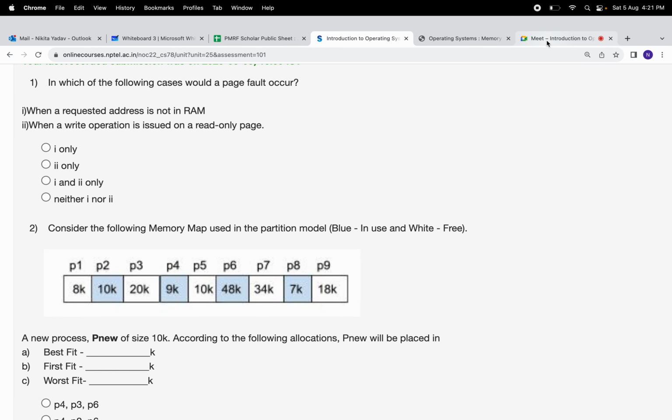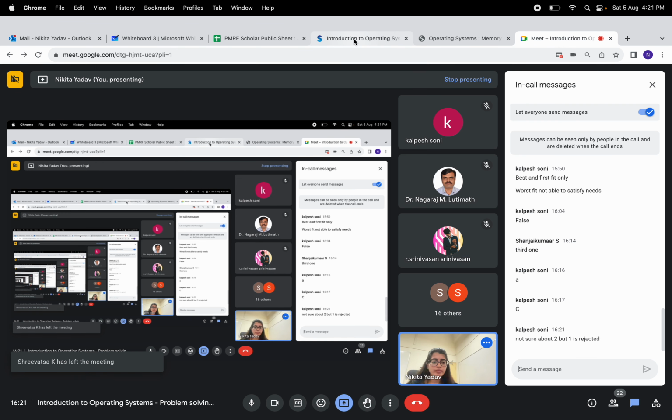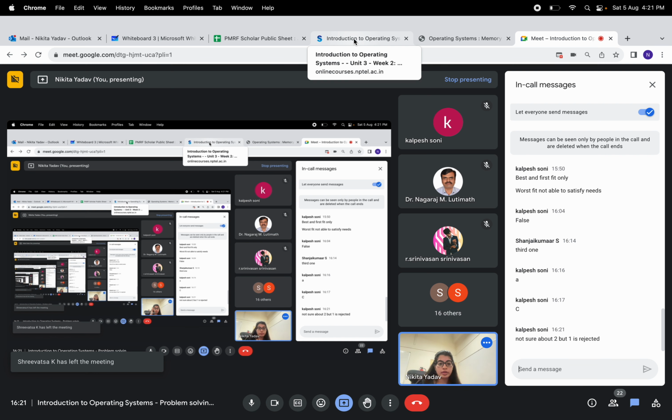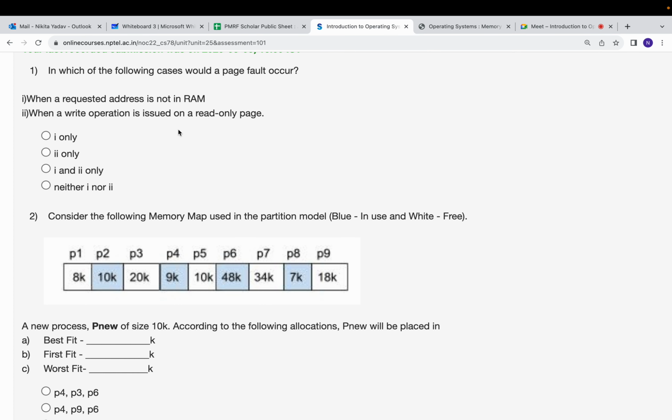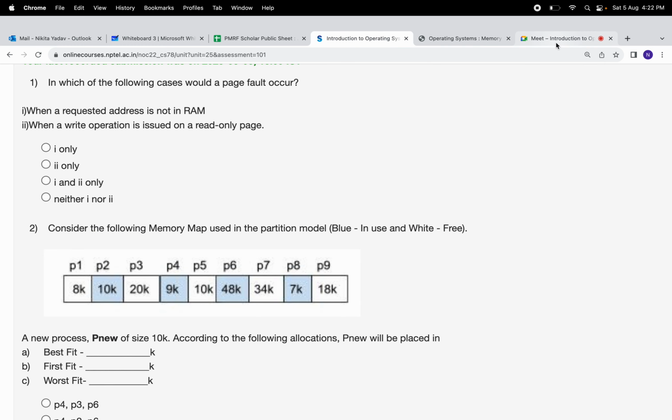Okay, any answers? Okay. Yeah, I think so. What is a page fault? When does a page fault happen? When your process tries to access some memory, what happens when it tries to access that memory?